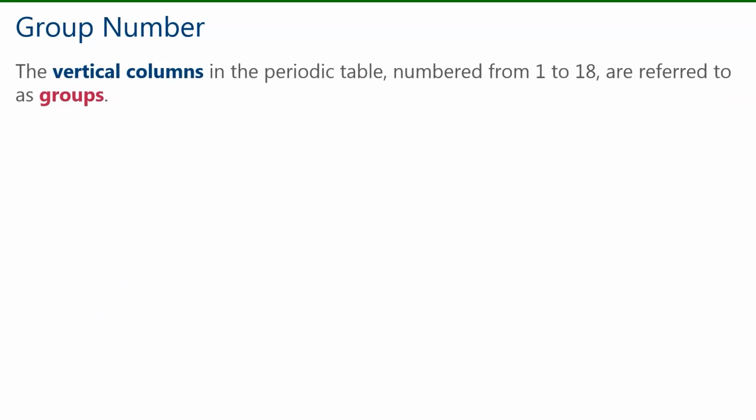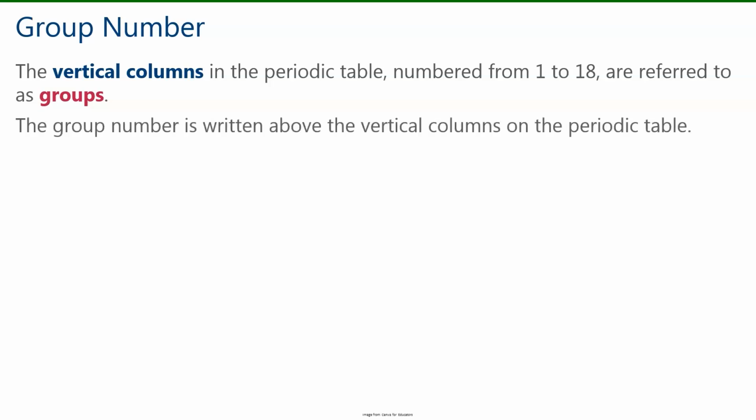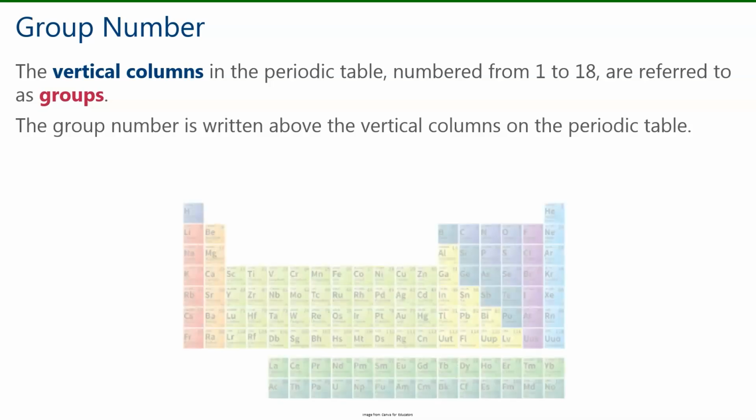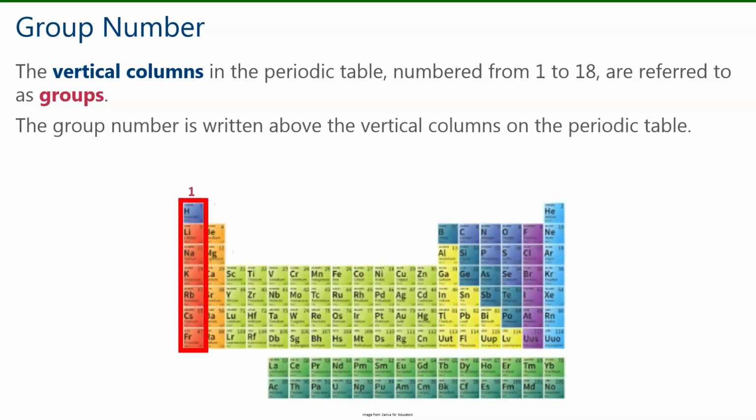The vertical columns in the periodic table, numbered from 1 to 18, are referred to as groups. The group number is written above the vertical columns on the periodic table. For example, here we have group 1, which contains hydrogen, lithium, sodium, potassium, rubidium, cesium, and francium. Here we have group 2, starting with beryllium. These are the alkaline earth metals.